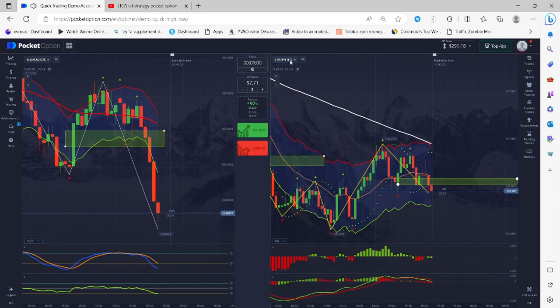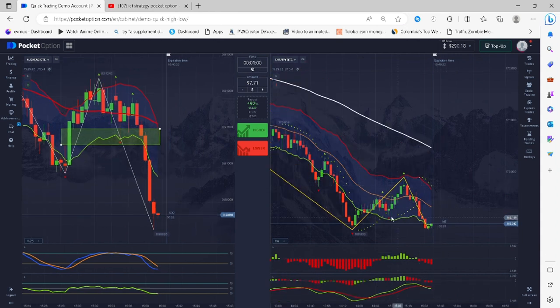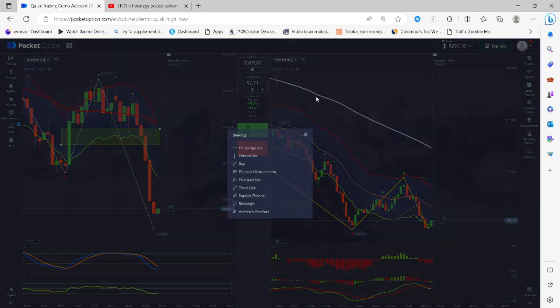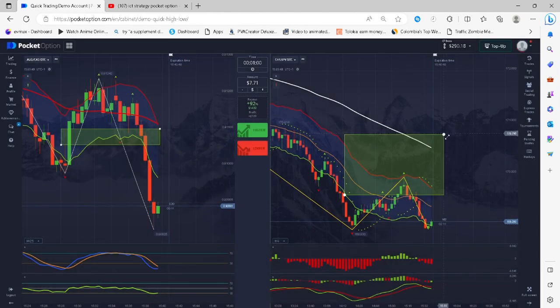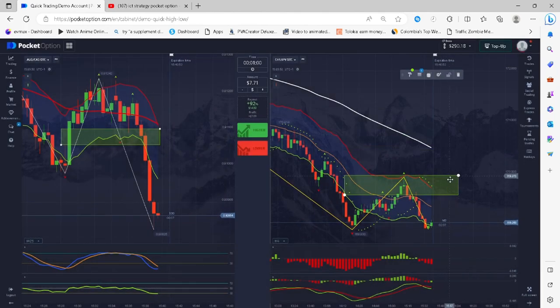Let's continue. CHF JPY. We are looking for a trade. We are looking for a market break, just like it is happening right now. Here this market was broken and excellent. We have our fair value gap. I'm going to mark it out for you so you can see. I know by the time I mark it, you will understand what I'm saying.